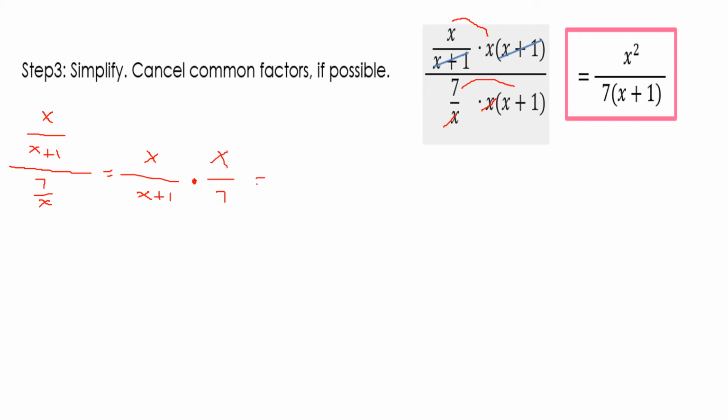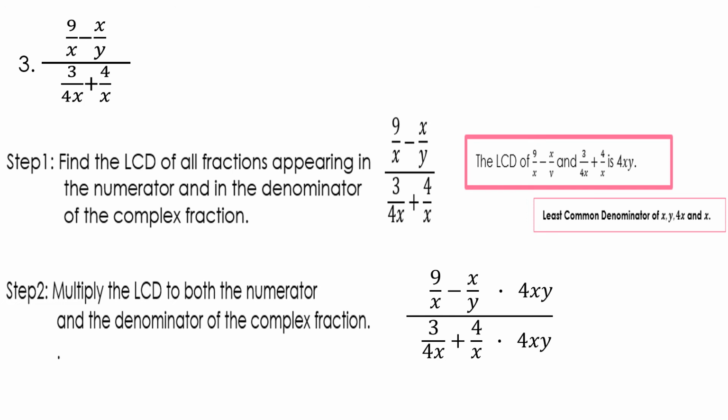So that is x times x, which is equal to x squared, and then 7 times the quantity x plus 1. Okay, so we still get the same answer. Next, we have 9 over x minus x over y all over 3 over 4x plus 4 over x.